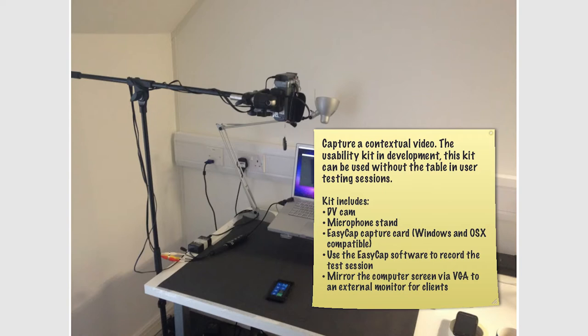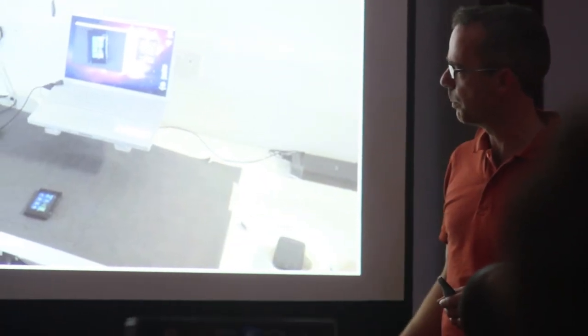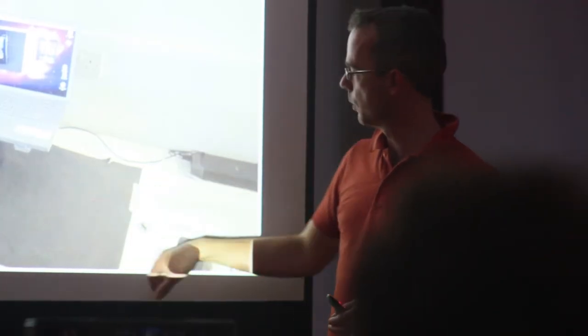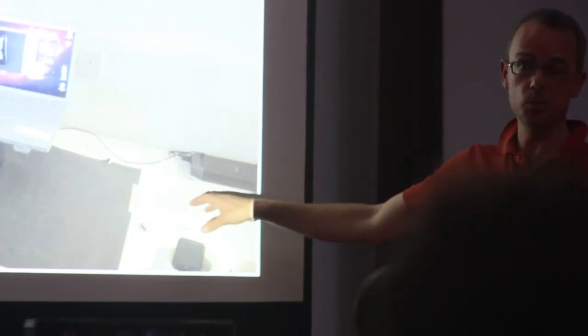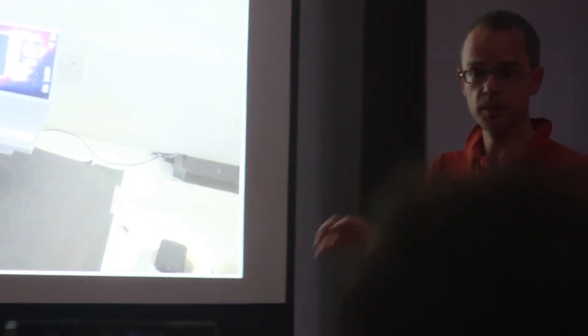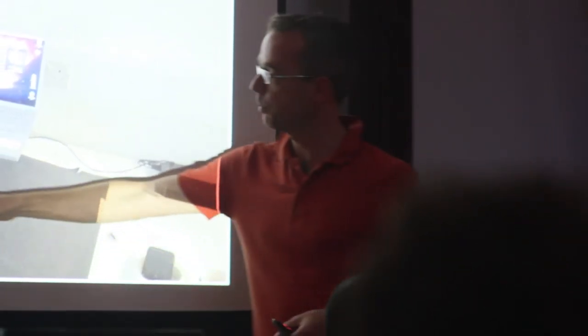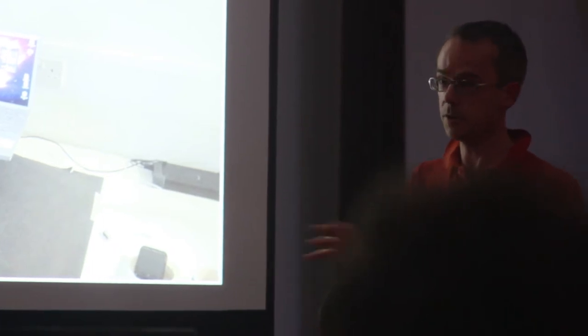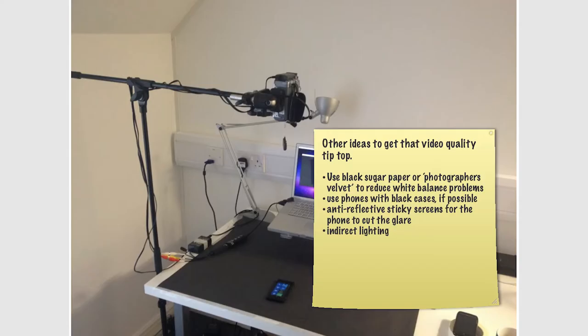Other little bits and pieces I've discovered along the way, and I'm not a big camera buff or anything, so it's all a bit of a massive learning process. I put black sugar paper down on the table to cut down glare and reflection when these are being used. Every place I've ever tested seems to have white tables, and you get this massive color balance issue, particularly with phones with black faces, and most cameras can't cope with those dramatic changes in white balance so well. So, black sugar paper.